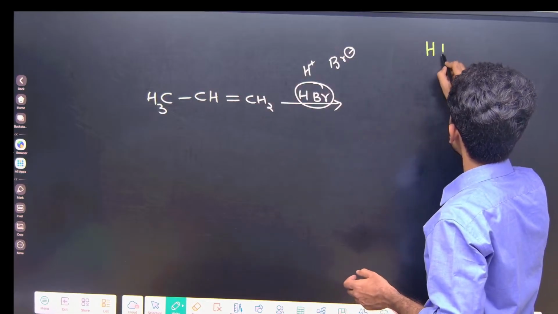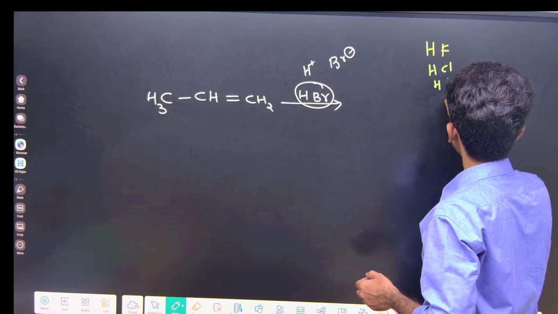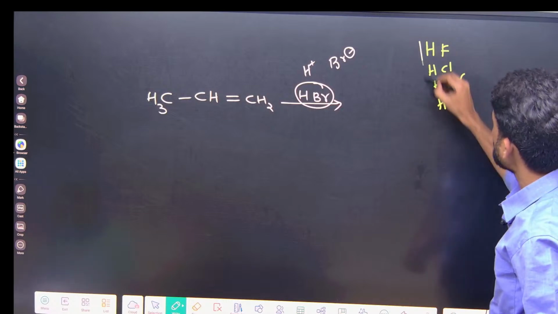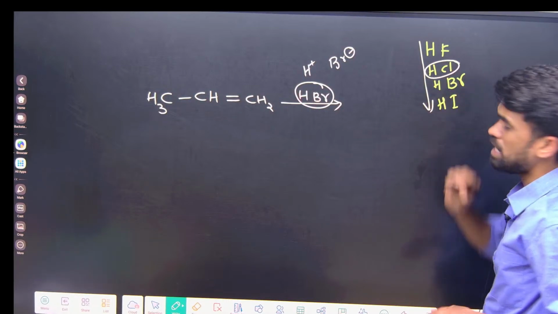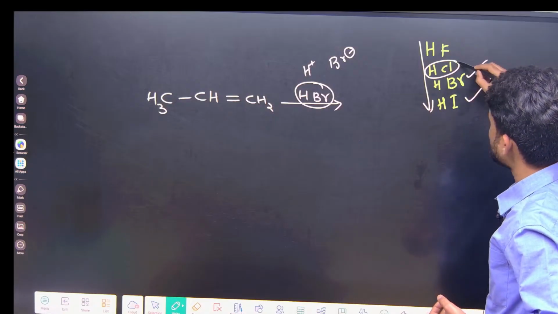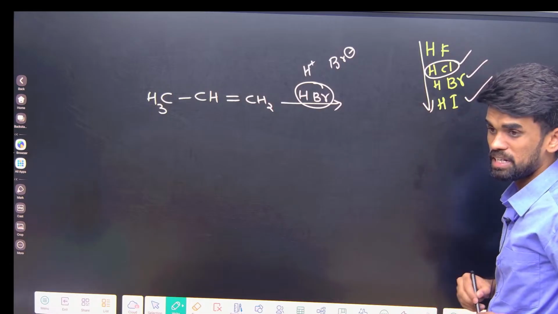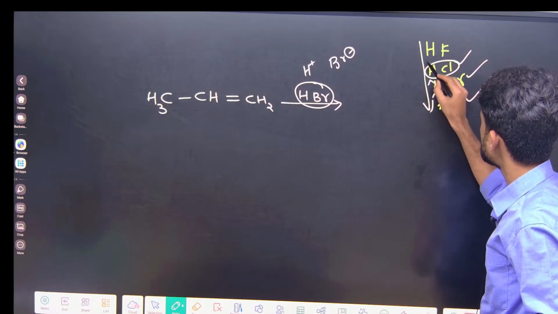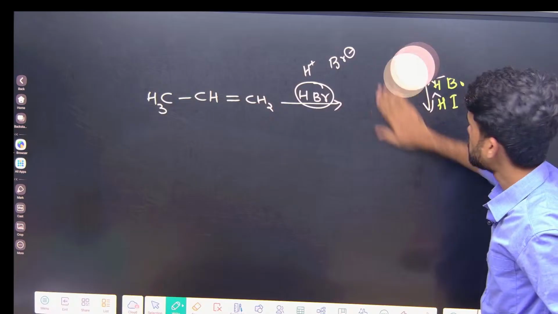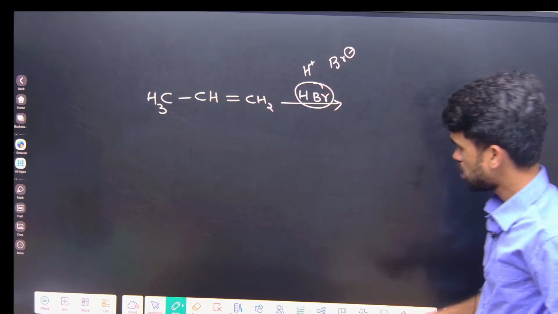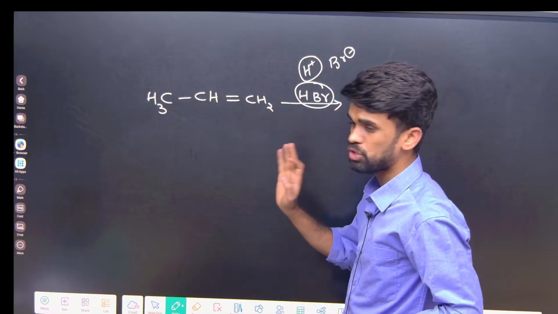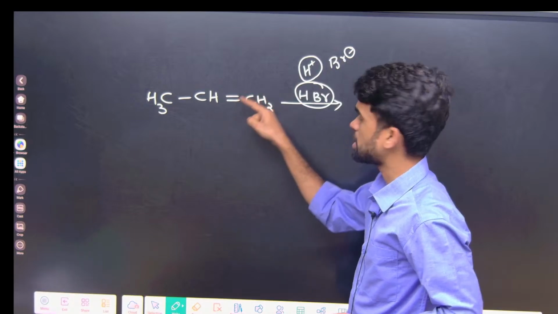Now tell me, among HF, HCl, HBr, HI, which is the more acidic? Down the group, acidic nature increases. We studied HCl the most, which is a strong acid, but HBr and HI are even stronger than HCl. So HI is more acidic than HBr, and HBr is more acidic than HCl and HF. Is this clear? Based on this, HBr releases H plus ion, and that proton is abstracted by the pi electrons. And on which carbon should we add? You should add in such a way as to generate the more stable carbocation.